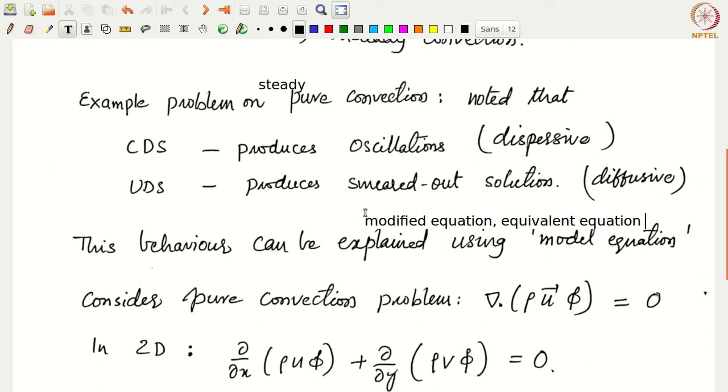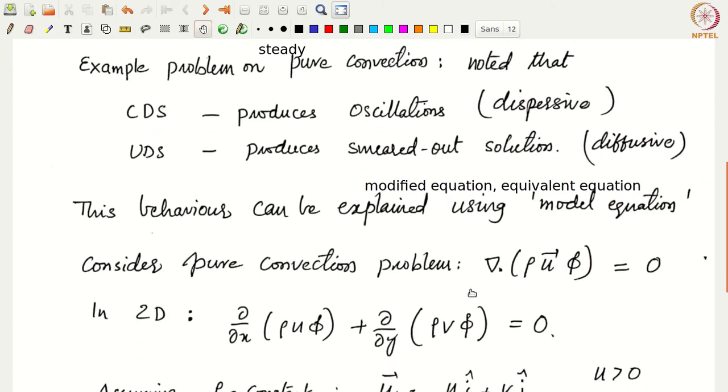Then let us start off with the pure convection problem. Again, this is a steady pure convection problem. Okay, so we have del dot rho u bar phi equals 0. Now if we consider two dimensions, then nabla can be expanded in two dimensions. This would be partial x of rho u phi plus partial y of rho v phi equals 0.